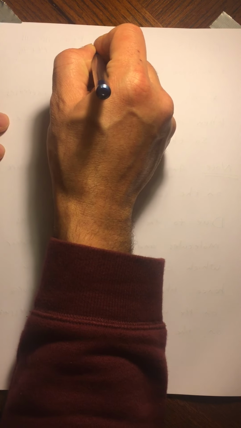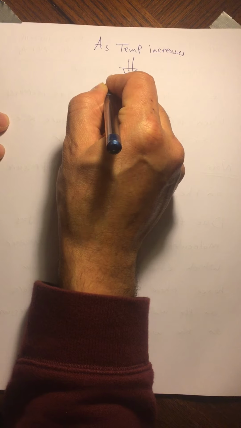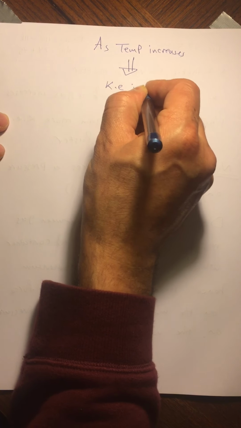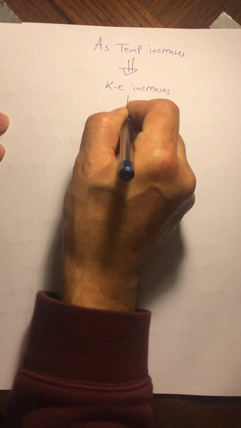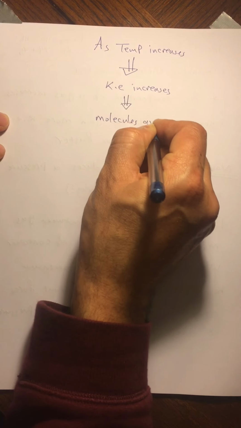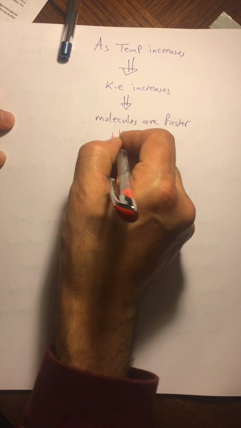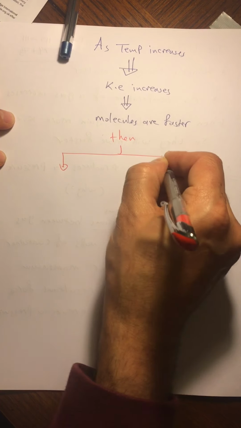Now, what will happen if we increase the temperature? If we increase the temperature, we said molecules will move faster. So as temperature increases, what we know is that the kinetic energy of molecules increases. So molecules move faster. Now, what is the result of this? In fact, there are 2 possibilities for this. Either, or.